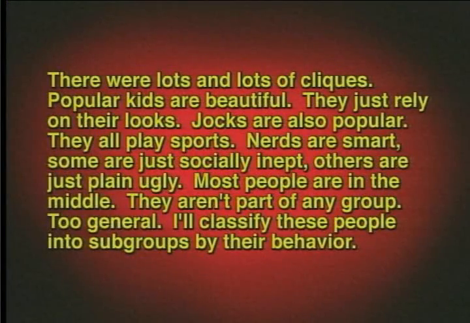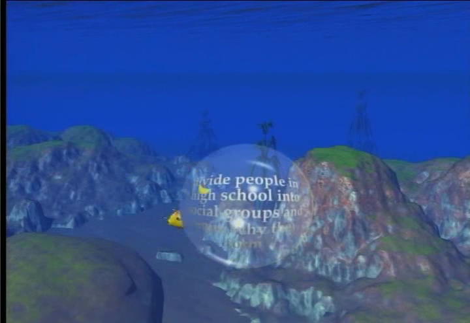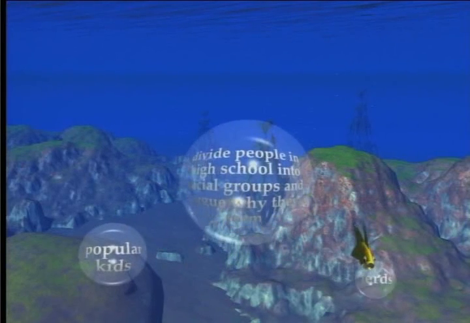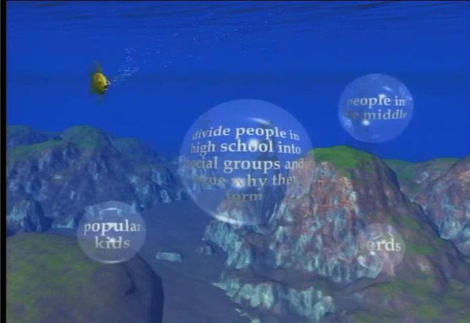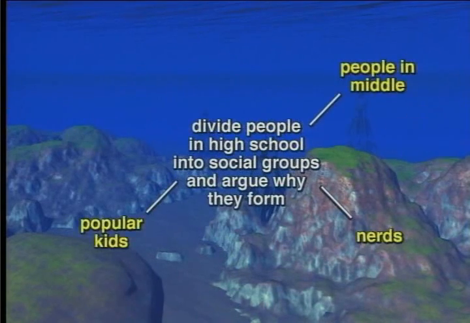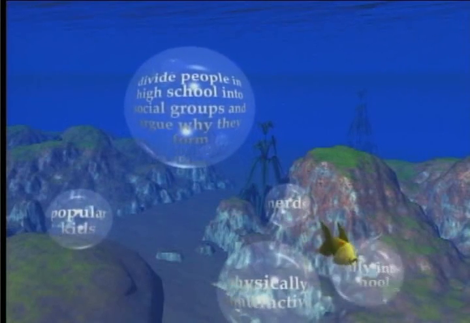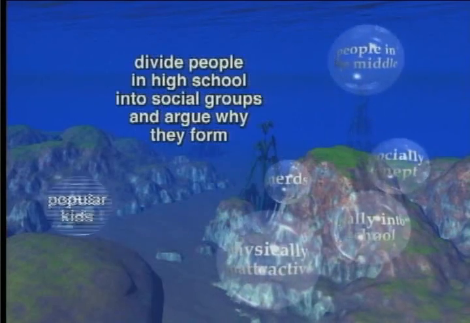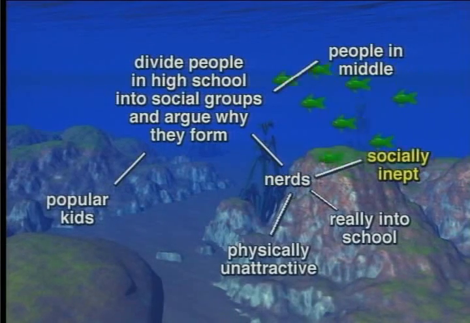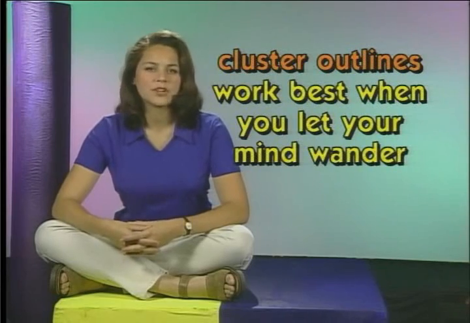Looking at his free write, we can see that he's already started to divide high school into groups. Nathan thinks the popular kids are beautiful and that there are several categories of nerds. He also thinks there's a group in the middle. So Nathan can use these as bubbles shooting out of his central idea in his cluster. These are the major subcategories of his main idea. Next, he splits the nerd group into several social groups. He has those nerds which are socially inept, those that are really into school, and the nerds that are physically unattractive. Remember, cluster outlines work the best when you let your mind wander.